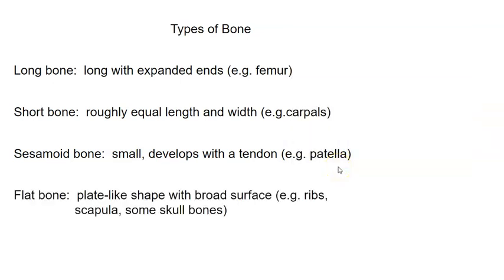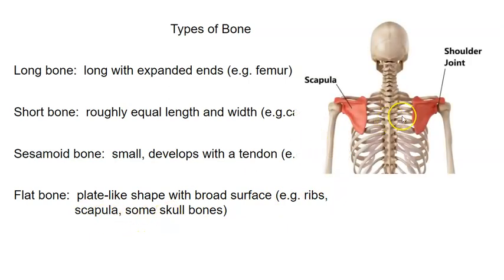We also have flat bones. A flat bone is just like it sounds. It's flat. Examples would be ribs and the scapula and some skull bones. So here's a scapula. See how it's largely flat. Also, the occipital bone back here would be a flat bone. These ribs are flat bones. Sternum would be a flat bone.